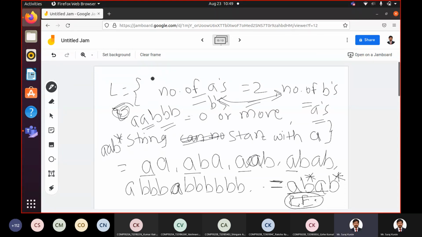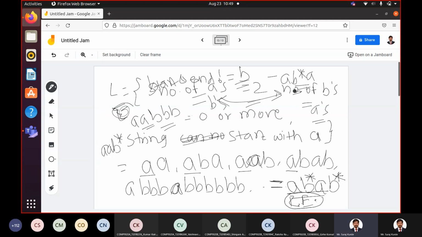Another condition: the string cannot start with B and it cannot end with B. Start and end not equal to B. So what will be the regular expression? A, B star, A. So in between these two A's, it will be B. These are just slight changes in the question. The basic question is the same: number of A and number of B.